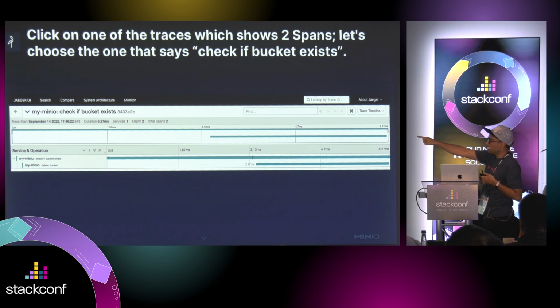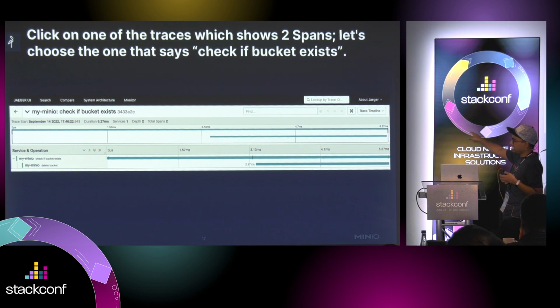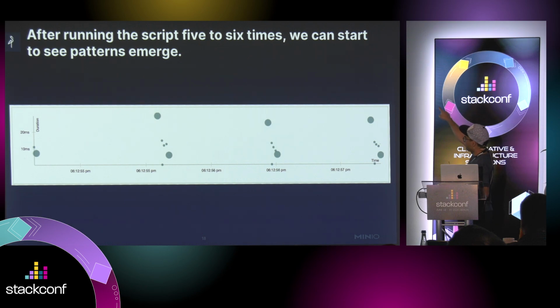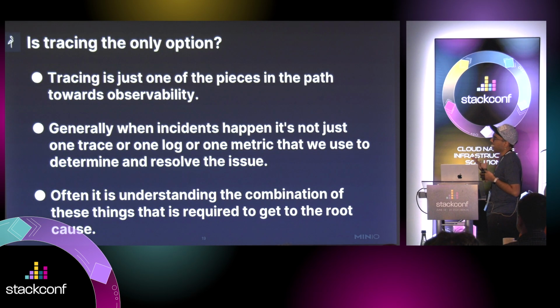If you check whether a bucket exists, you can see below that span how long it took to delete the bucket and create it, and so on. Eventually, you'll see a pattern. That's probably the first time you ran it, and as you run it multiple times, you see patterns emerge, and then you can base your decisions on that. So is tracing the only option?